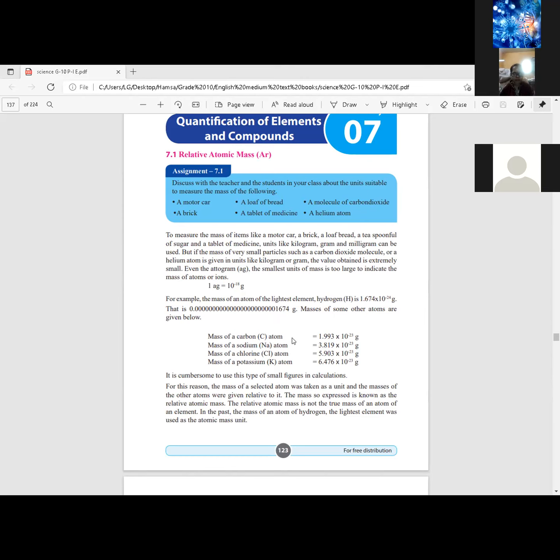Right. Okay. So here, children, among the elements, the lightest element is hydrogen, the first element, number 1.